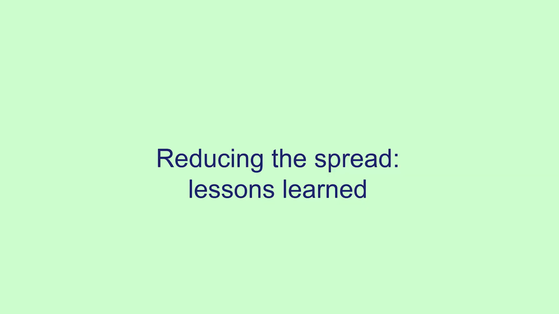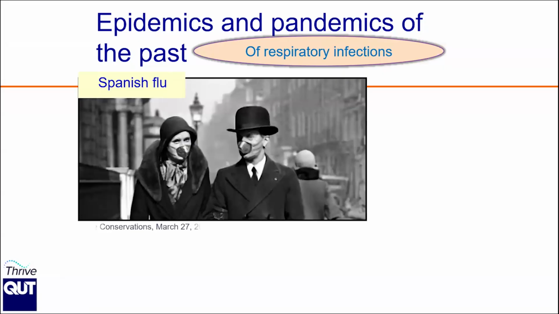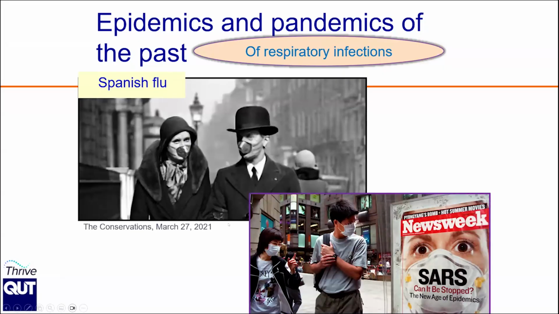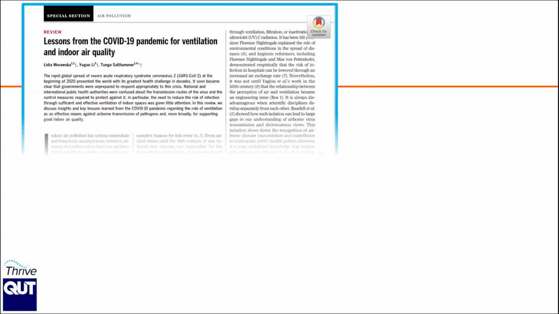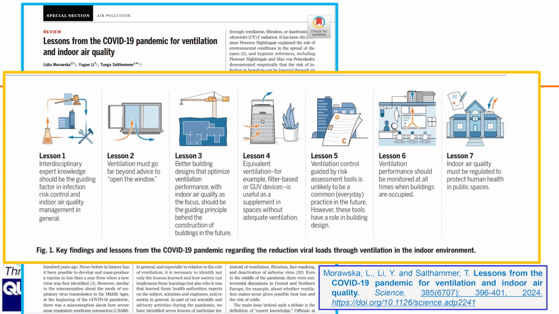So, reducing the spread: lessons learned. Well, there were lessons learned not just from this pandemic, but from many other pandemics, the Spanish flu and before that SARS-CoV-1. So what lessons have we learned? This was the topic of our paper published in Science last year, Lessons from COVID. They asked us to write specifically in relation to ventilation and indoor air quality. So we identified 7 lessons. I'll briefly mention lessons 1, 2, 3, 6, and 7.